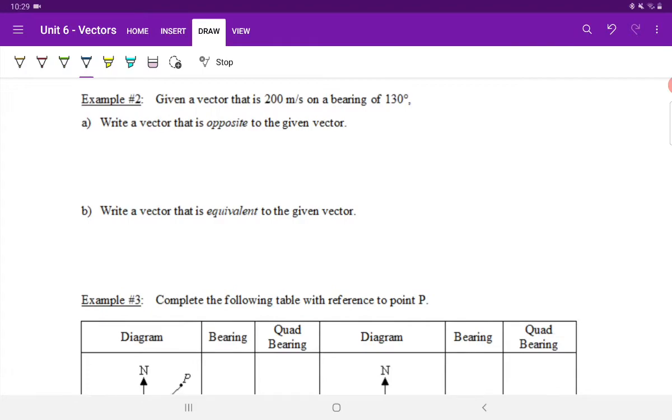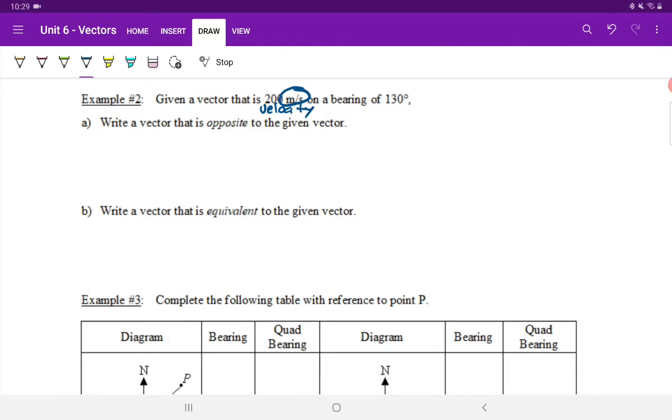Another straightforward example is given a vector that is 200 meters per second on a bearing. So they're giving us a velocity, which is a vector. How do I know it's a velocity? Meters per second are units, think of kilometers per hour. Meters per second are a type of unit that describes velocity. On a bearing of 130 degrees.